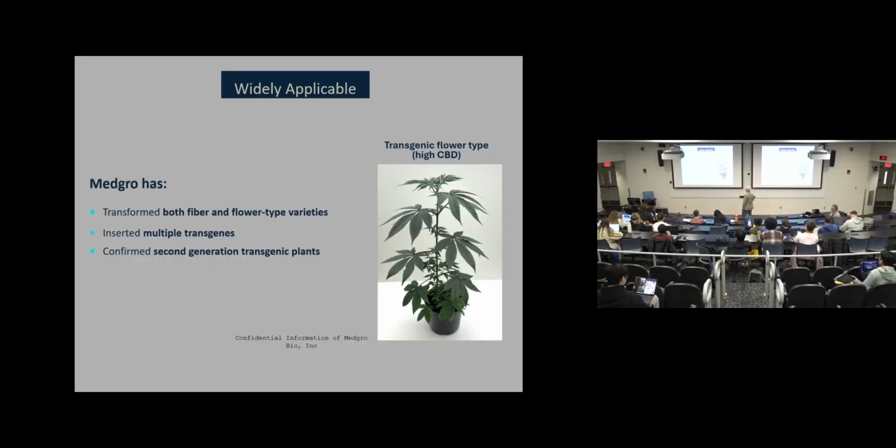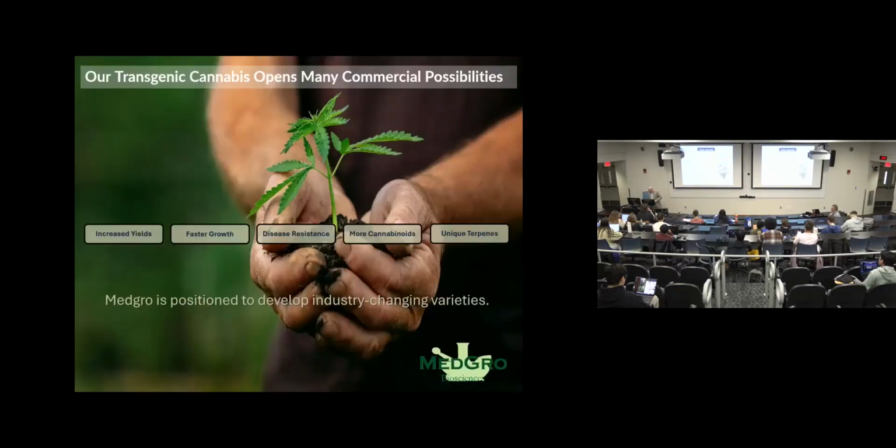Now, we've been able to show that we can do this with both the fiber and flower types. We've used multiple different foreign bits of DNA, and the inserted DNA, the foreign DNA, is stably inherited. So that has all the hallmarks of exactly what you want, even if you're trying to cross it out later. Okay? So it means that we're interested in a number of things in the cannabis plant.